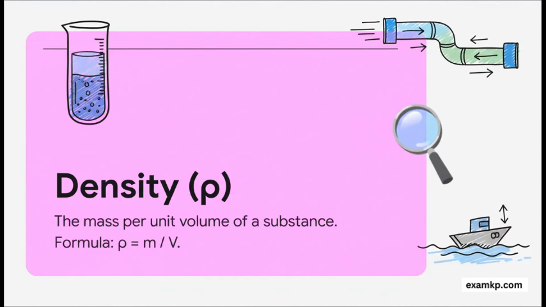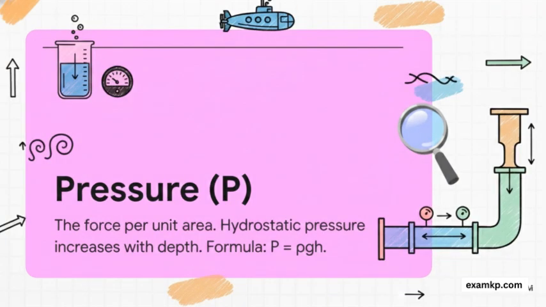Next up, we have pressure. In a fluid, pressure is the force it pushes on a surface, and it gets stronger and stronger the deeper you go. The formula for this is P equals rho g h. That's density times the acceleration due to gravity times the depth. This is exactly why deep-sea diving suits have to be unbelievably tough to handle that crushing pressure at the ocean floor.